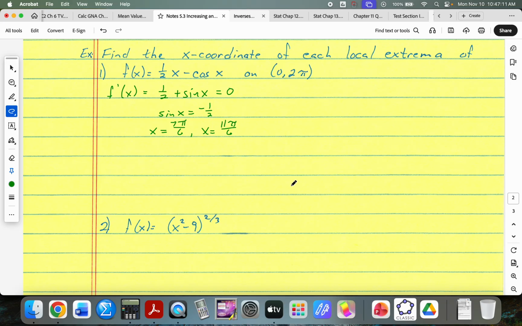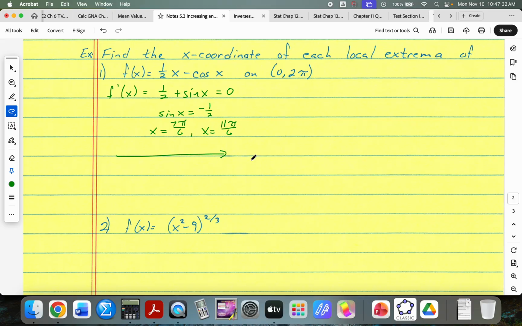So do you use the hand trick? Yeah, it's like square root of 3, 1 over 2. Yeah. Okay. And then it's just a matter of thinking about where sine is positive and where it is negative.